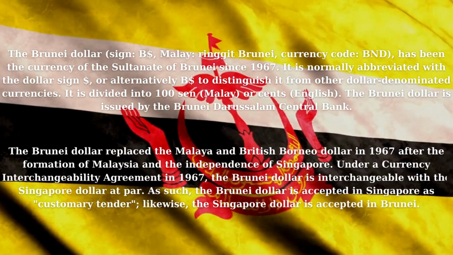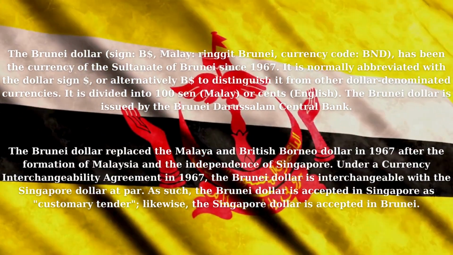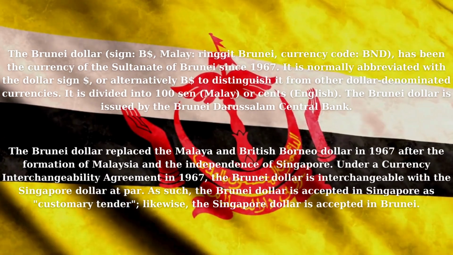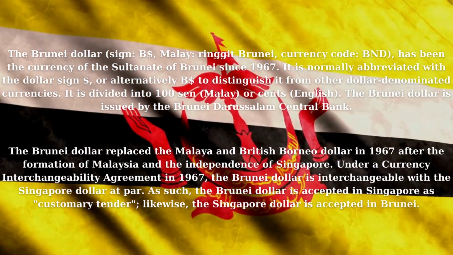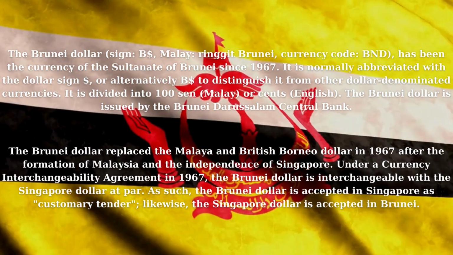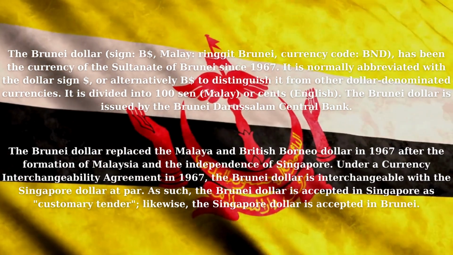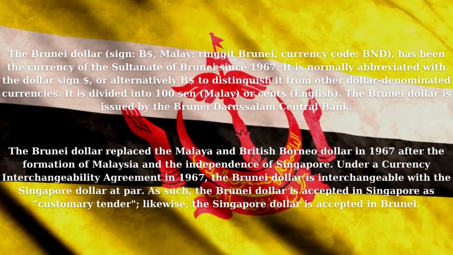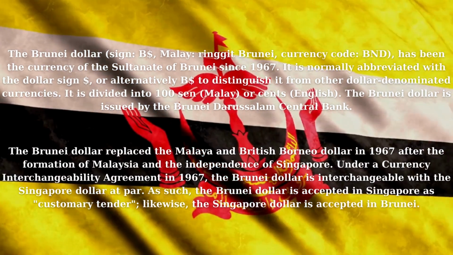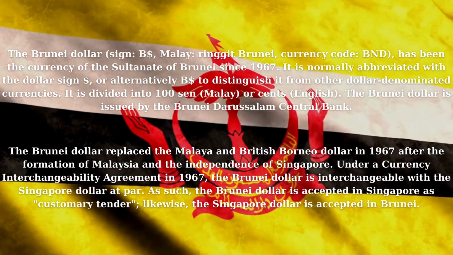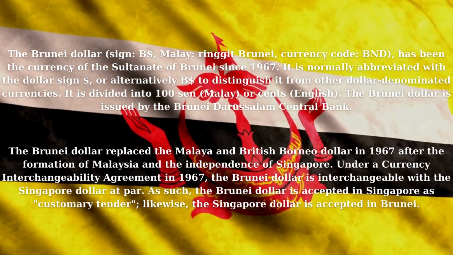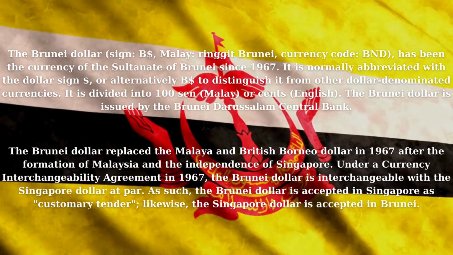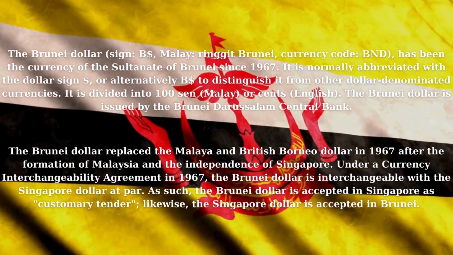The Brunei dollar, sign B dollar, Malay, Ringgit Brunei, currency code BND, has been the currency of the Sultanate of Brunei since 1967. It is normally abbreviated with the $, or alternatively B dollar to distinguish it from other dollar-denominated currencies. It is divided into 100 sen, Malay, or cents, English. The Brunei dollar is issued by the Brunei Darussalam Central Bank.